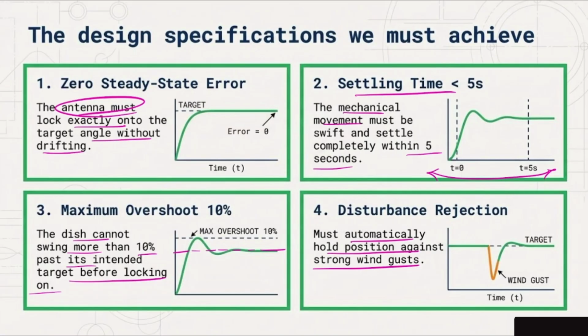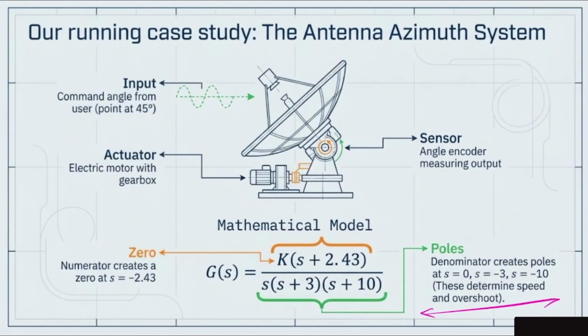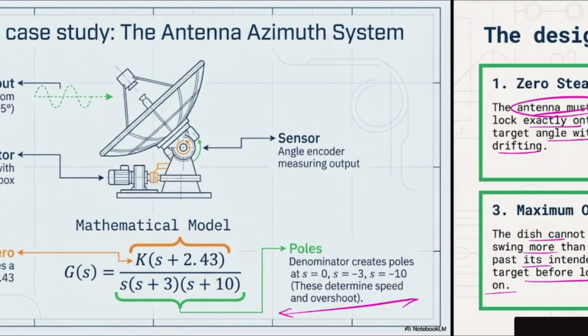Then we are talking about the settling time. It means that the mechanical movement must be swift and settle completely within 5 seconds. So imagine that our settling time, the timing that we would like to have for our system to reach the gain or reach some kind of value that we would like, is 5 seconds. Why 5 seconds? Obviously, we cannot move fast, because when we are talking about the antenna, this actuator should have enough time to move this heavy thing to the left or right or whatever rotation that it has.